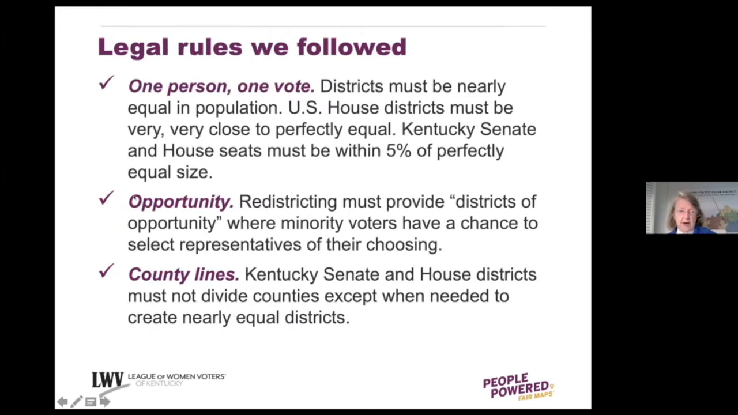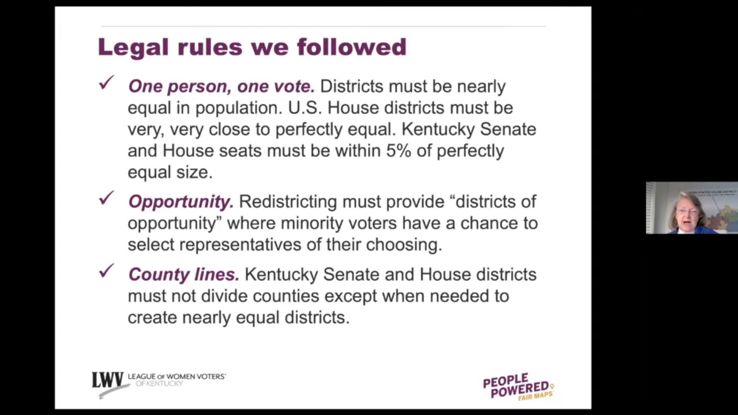These are required. First, as Professor Denman suggested, is the one person, one vote. Districts are to be as equal in population as possible so that every citizen is fairly represented across the country. The United States congressional seats must be very, very close to perfectly equal. And the Kentucky House and Senate seats must be within 5% of perfectly equal size. That gets tricky with some of the other rules that I'll tell you about in a minute.